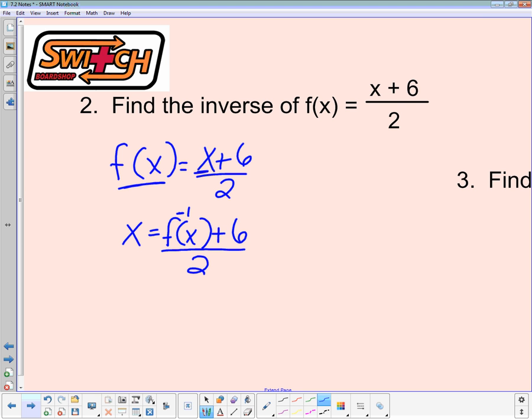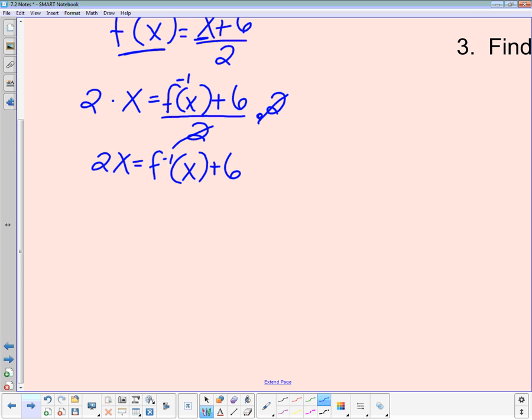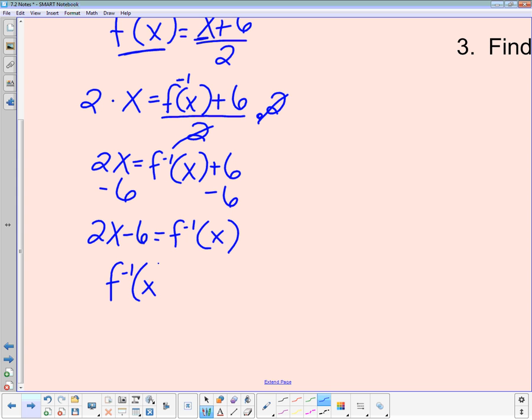Solving for f inverse of x, we need to get this 2 off the bottom, so we multiply by 2 on both sides. That gives us 2x is equal to f inverse of x plus 6. To get f inverse of x alone, we subtract 6 from both sides. So 2x minus 6 is equal to f inverse of x, which we would write as f inverse of x is equal to 2x minus 6.